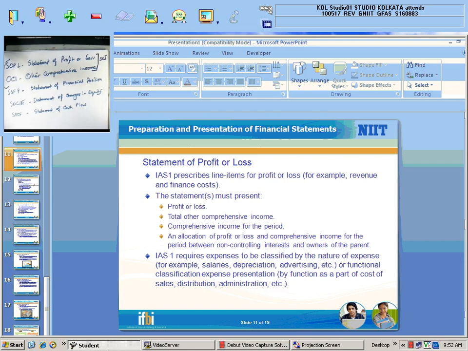IAS 1 requires expenses to be classified by the nature of expense. You can classify expenses by their nature, like salary expense, depreciation expenses, advertising expenses, or by functional classification, like cost of sales, distribution, administration, etc. Expenses can be presented by way of functional classification like cost of sales, distribution cost, administration cost, selling cost. So these are two alternatives available for presentation of the expenses. Either it can be done based on nature of the expenses or based on the functional classification.